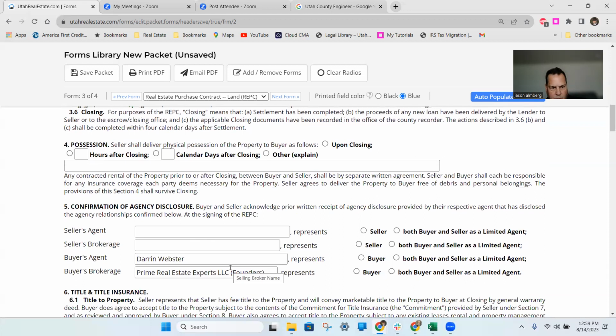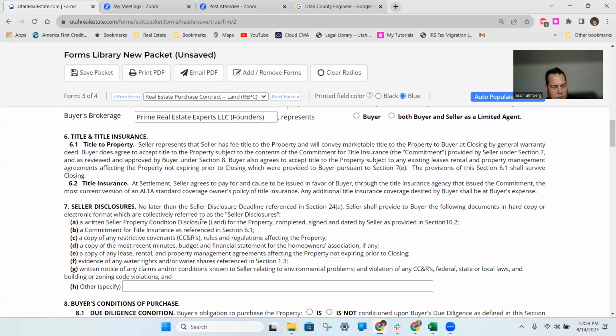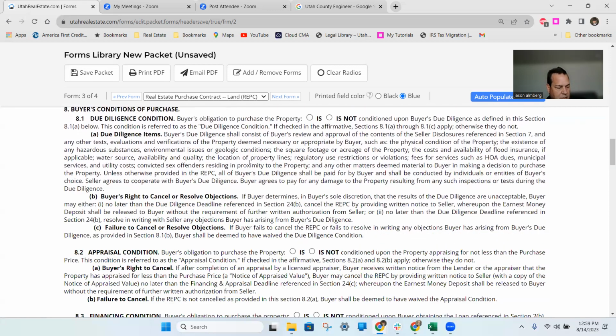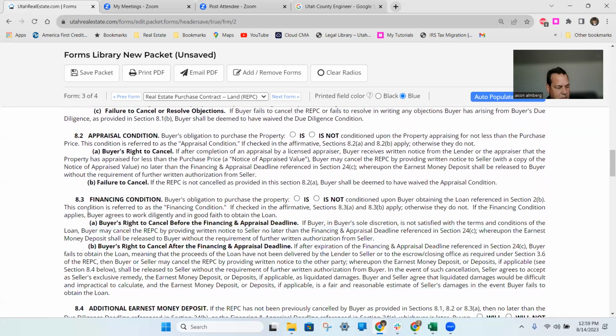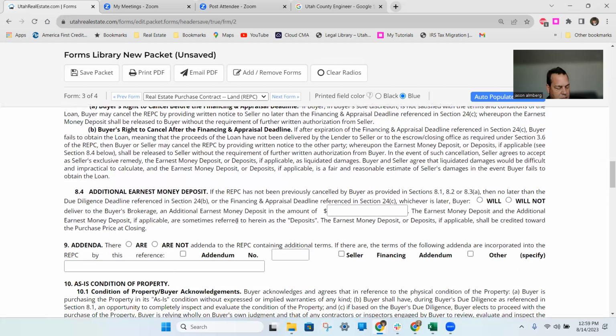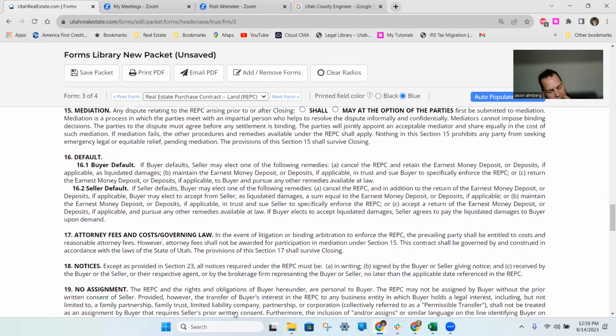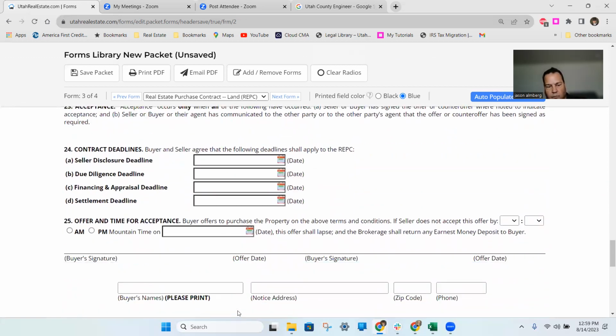Possession is still negotiable. Title still has to be provided. The disclosures: there is a seller property condition disclosure for land. It's unique to asking questions about land. It has not been updated and made nice and neat like the home property condition disclosure, but we're getting there. Obviously, due diligence and appraisal, you're going to be checking. Financing, additional earnest money. You'll notice a lot of this starts to look similar because it's pretty boilerplate.